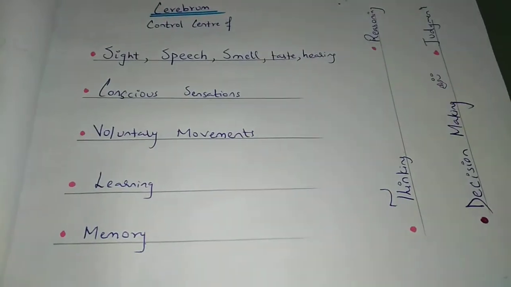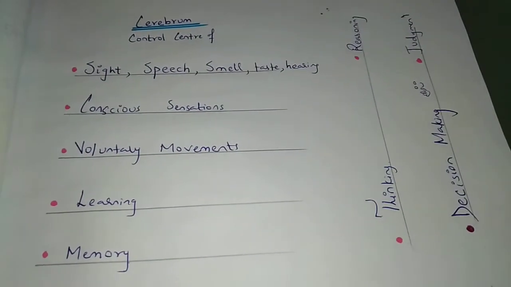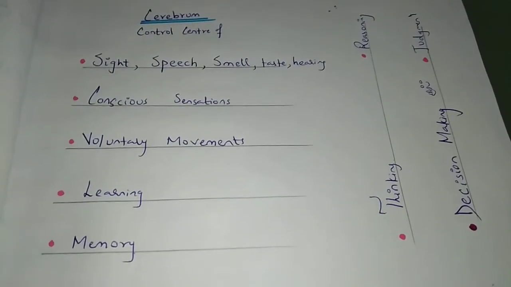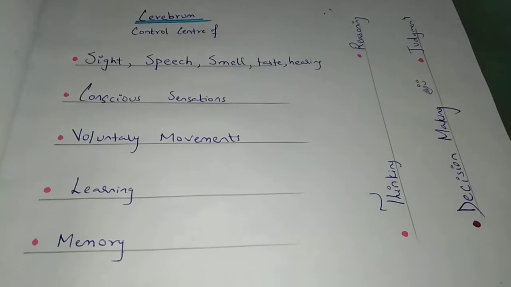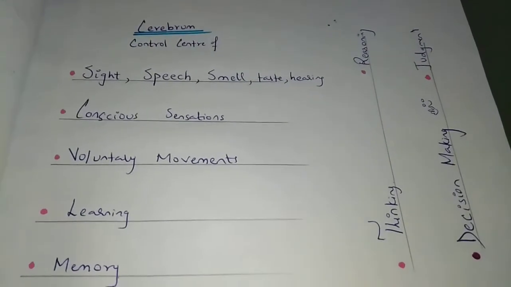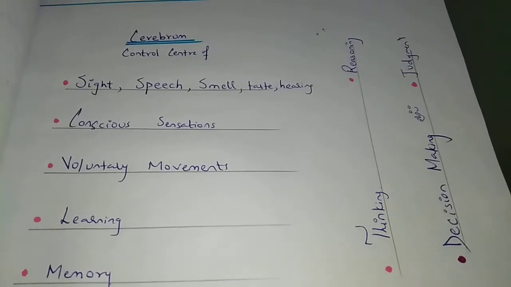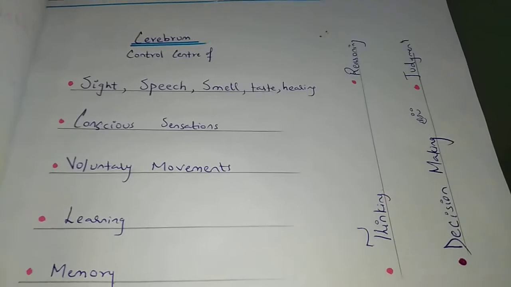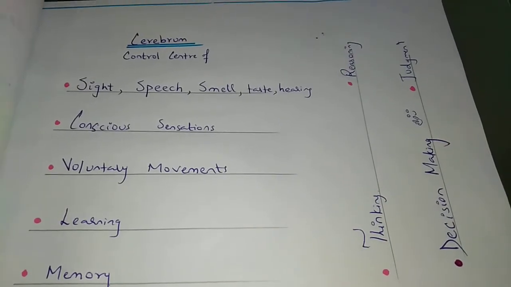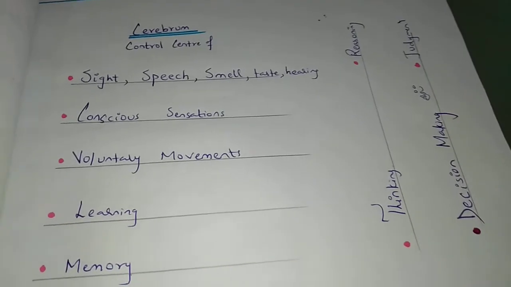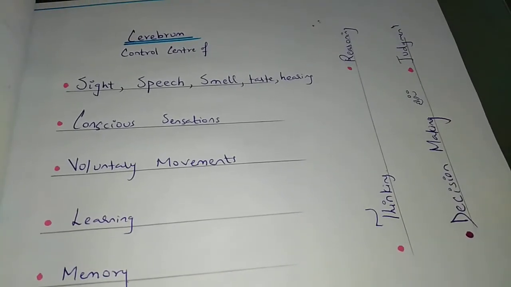Then we have the function of cerebrum. Cerebrum is the control center of the brain and it is connected with the sensory systems. It will control the sight, smell, speech, taste and hearing. And cerebral hemispheres are also concerned with the conscious sensation.